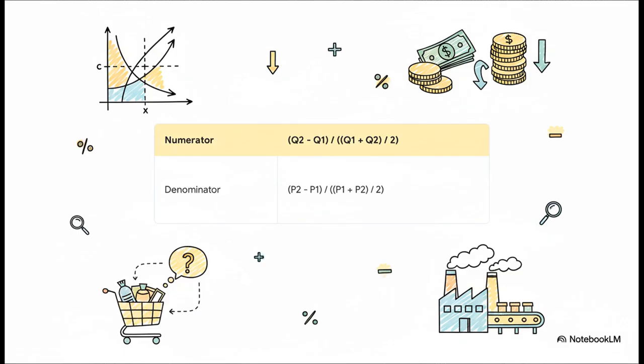So, how do we figure this out? The lecture notes give us this formula for what's called arc elasticity. I know, it looks a little complicated, but the idea is actually pretty clever. Instead of just using the starting point or the ending point as our base for the percentage change, we use the average of the two. This just gives us a much more accurate measurement of elasticity over a range of the demand curve.